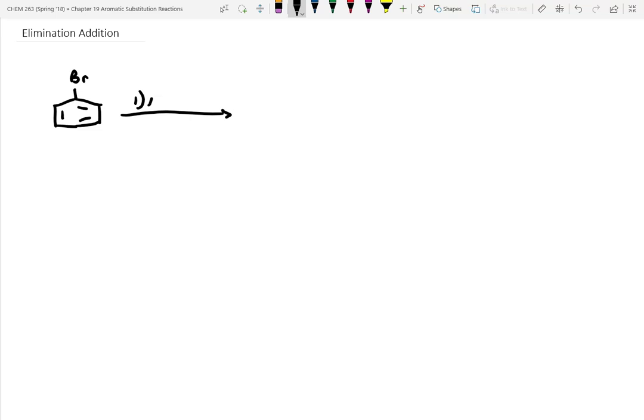So let's say I do this reaction where I have sodium hydroxide followed by an acid workup. What will happen? Nothing will happen, right? We don't have an electron withdrawing group like a nitro group ortho or para to that halogen. So nothing will happen. No reaction.